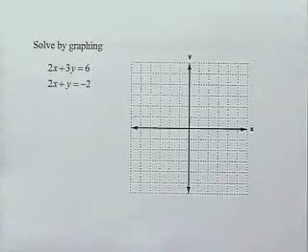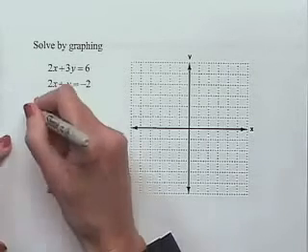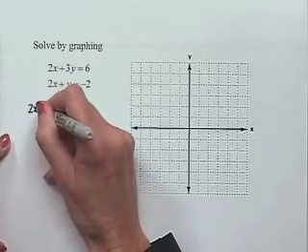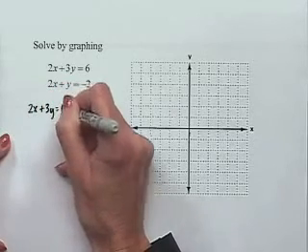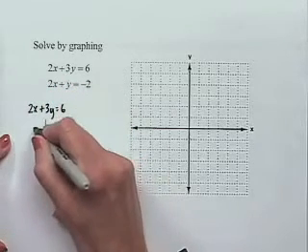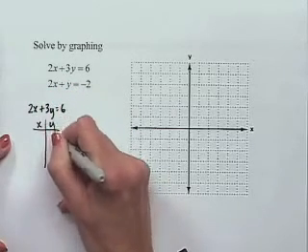Let's look at another example involving linear systems. In this case, we want to solve the system by graphing. We have two straight lines. 2x plus 3y equals 6 is the first. 2x plus y equals -2 is the second. We're going to begin by graphing the equation 2x plus 3y equals 6. And we can accomplish this by using our intercept method.